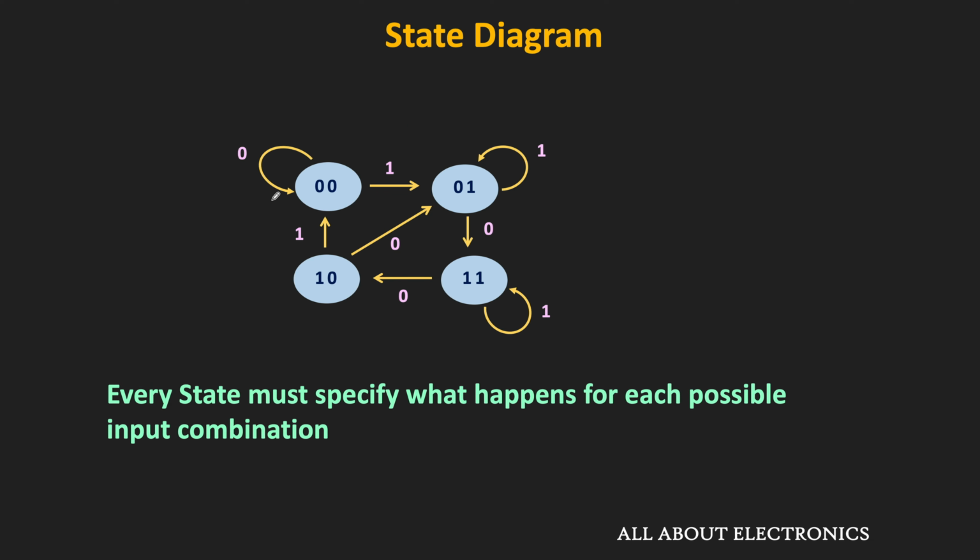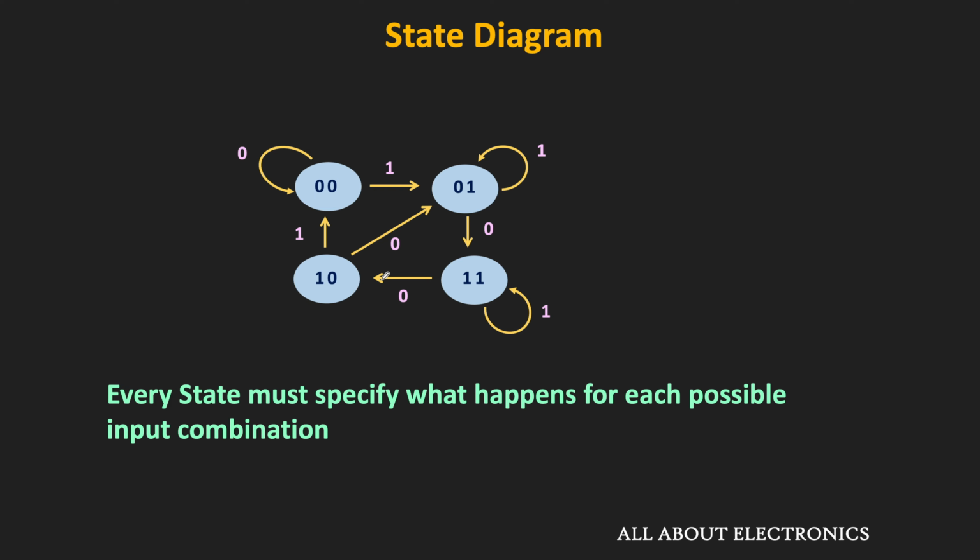Apart from that, each state in the state diagram must specify what happens for each possible input combination. For example, if the circuit has only one input, then in each state we have only two possible outgoing transitions, that is, when the input is equal to 0 and when the input is equal to 1. Both possible input combinations should be specified in the state diagram. For example, in this state diagram, each state specifies what happens when the input is equal to 0 and 1.